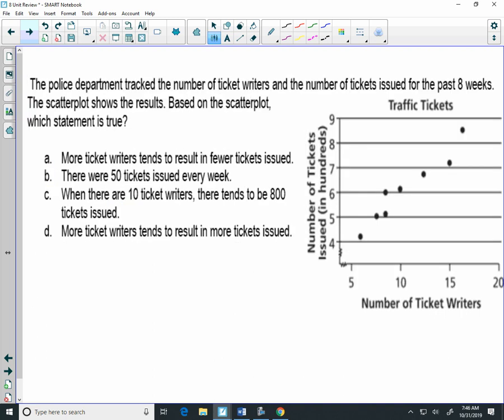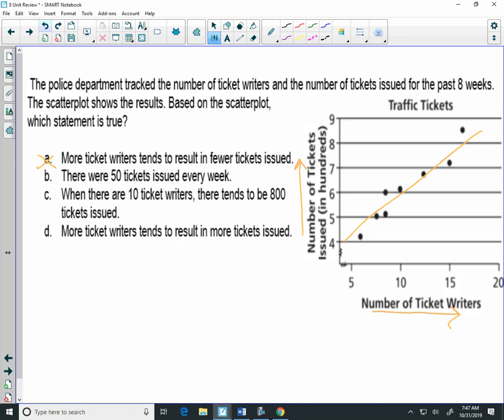All right, last one. The police department tracks the number of ticket writers and the number of tickets issued for the past 8 weeks. The scatter plot shows the results. Okay, more ticket writers resulted in fewer tickets issued. So here are number of ticket writers going up and our number of tickets written going up. So this is going to be positive again, like our other two. That is not a good best fit line. We want to kind of go through our data there. So not A.